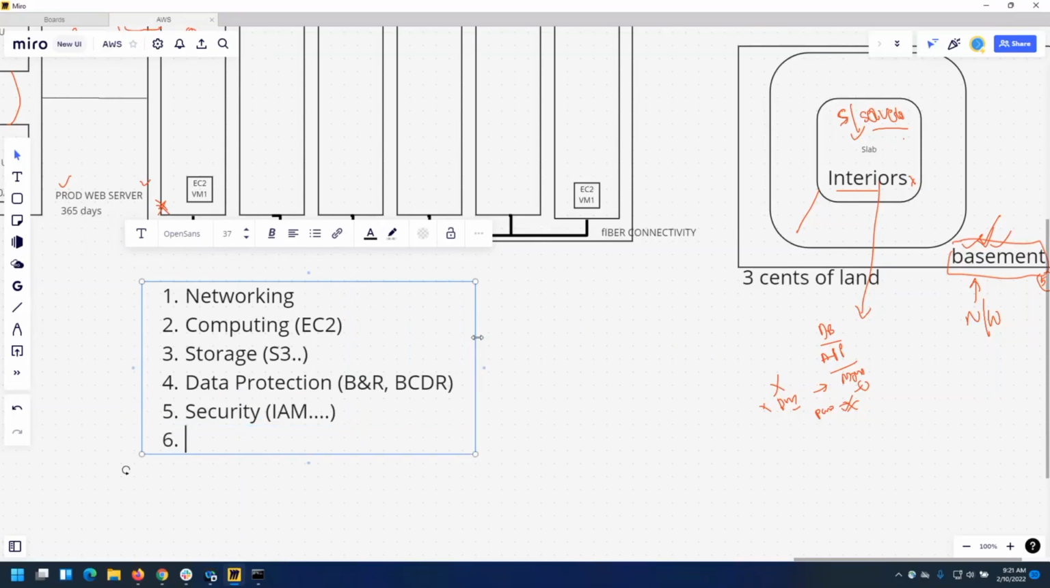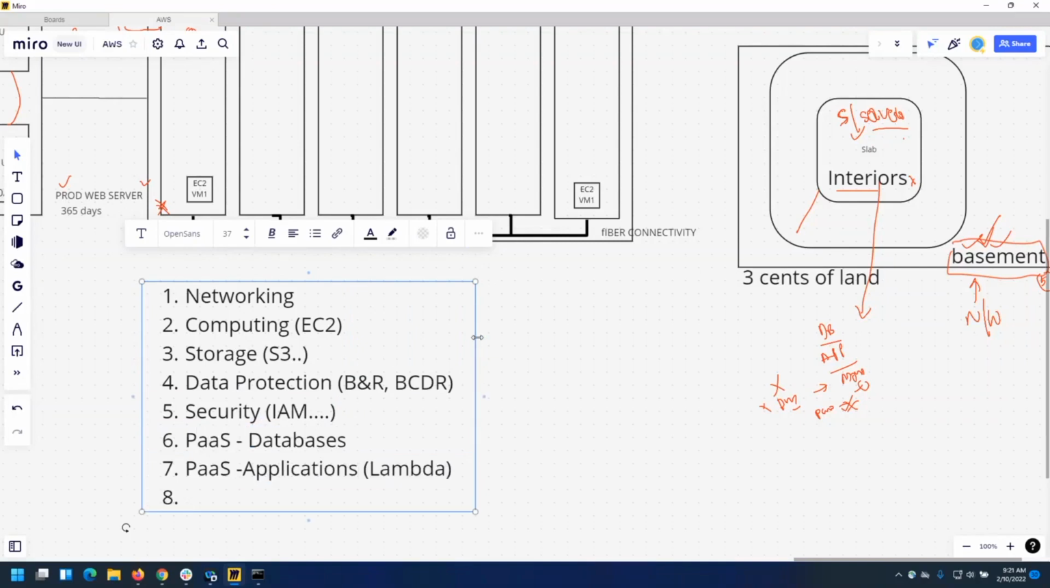And then we will talk about PaaS databases, PaaS applications, which is Lambda and all, right? And then we'll talk about your migrations from on-prem to AWS.